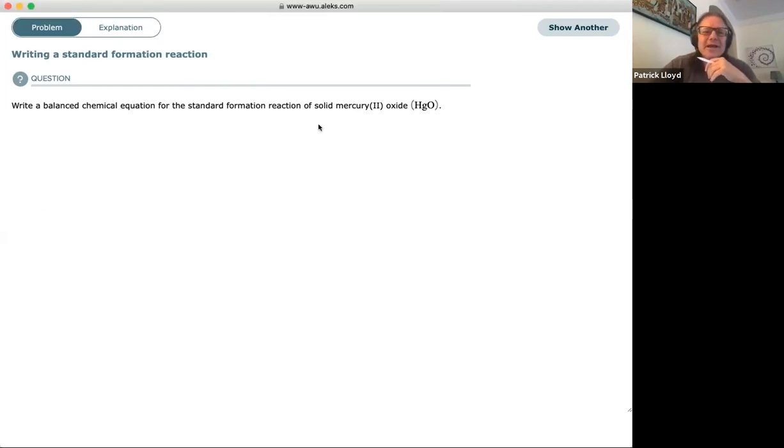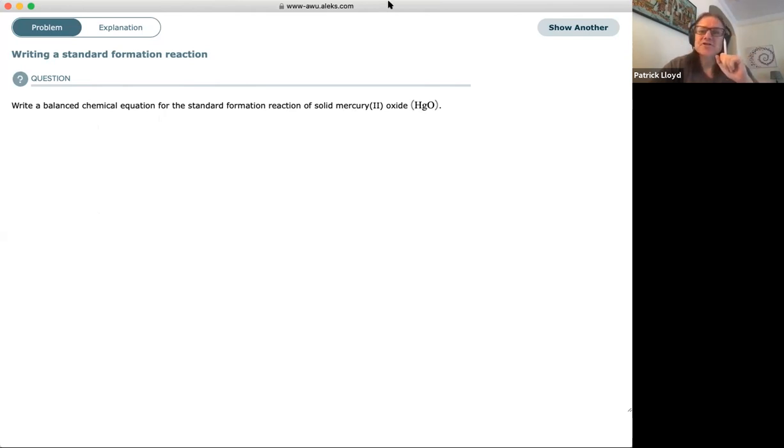That's cool. Okay, write the balanced chemical equation for the standard formation reaction of solid, so they're telling you the state of matter, mercury 2 oxide. Then they give you the formula. They're very nice to give you the formula. But see how they pick mercury? That's that one metal that's a liquid. So that's the trick there.